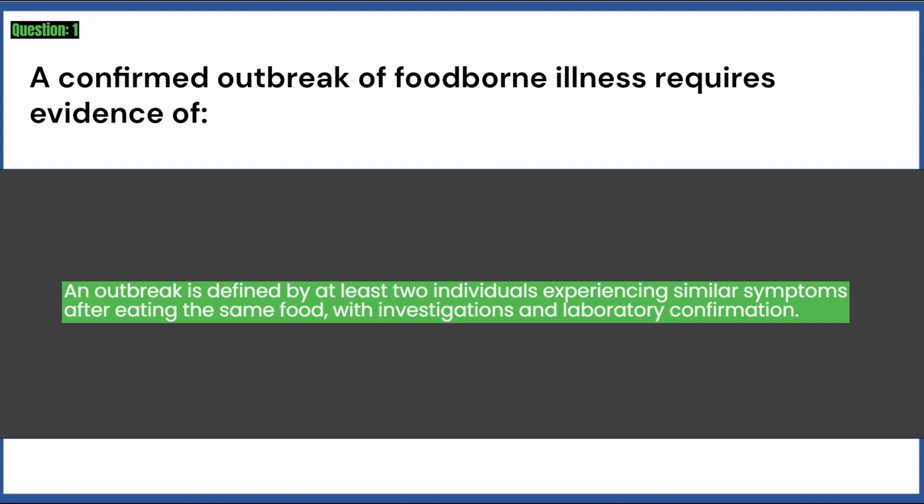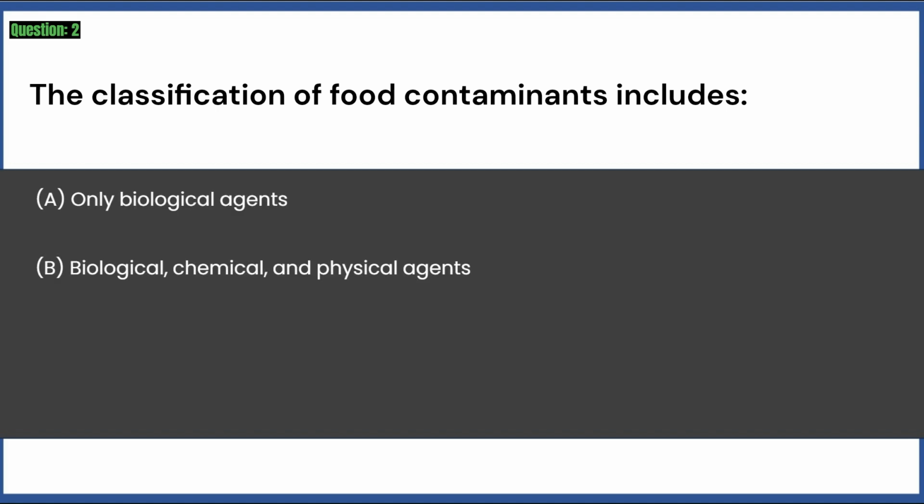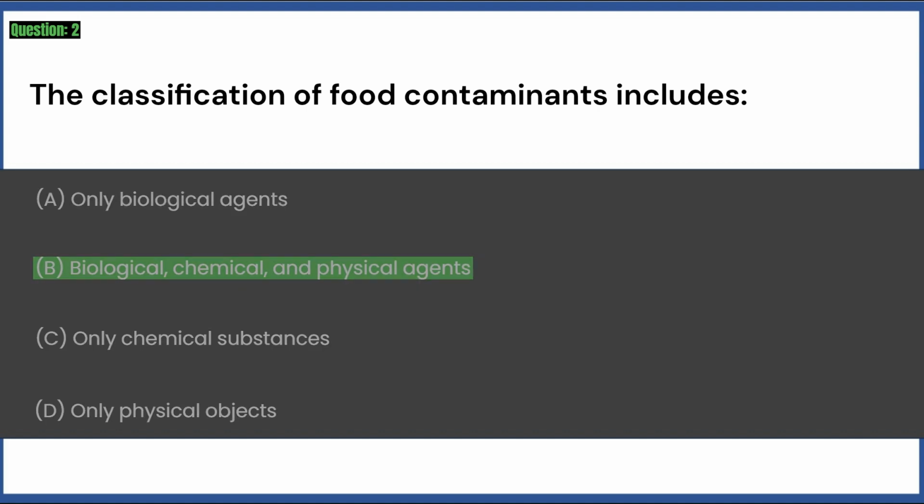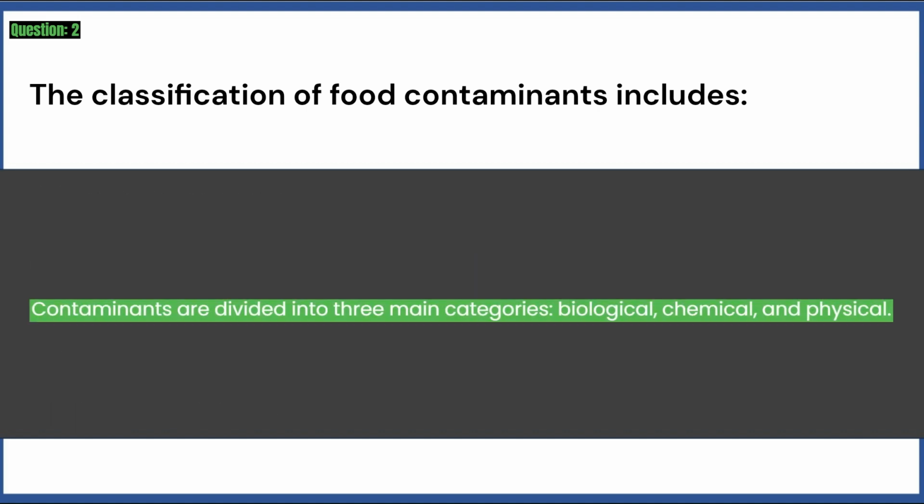investigations and laboratory confirmation. The classification of food contaminants includes: A. Only biological agents. B. Biological, chemical, and physical agents. C. Only chemical substances. D. Only physical objects. Answer: B. Contaminants are divided into 3 main categories: biological, chemical, and physical.